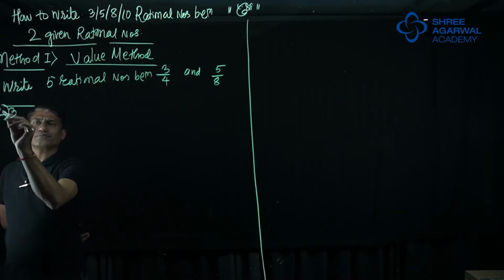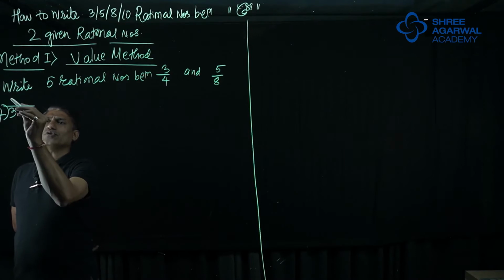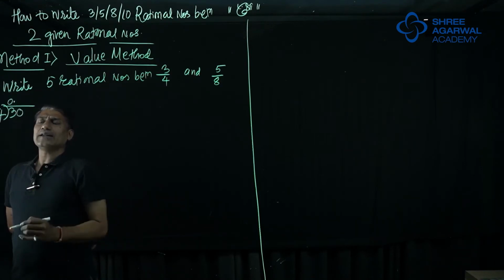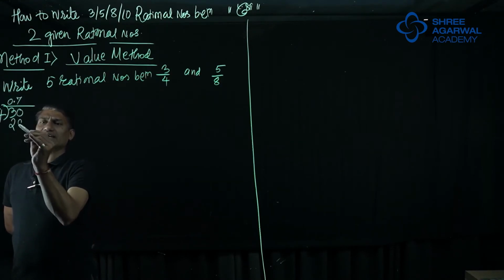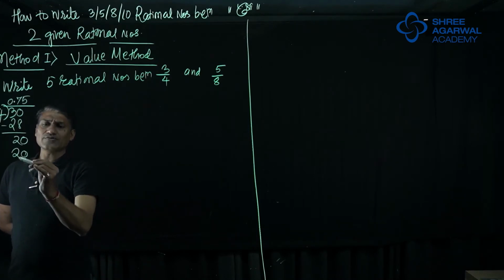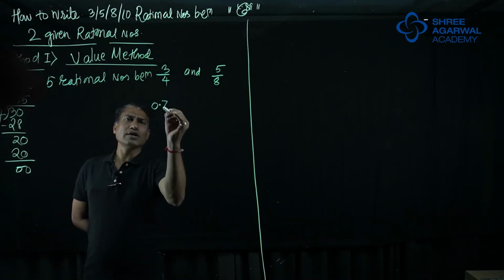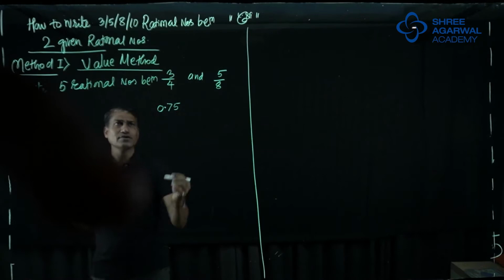So I will take 3/4. 3 does not go in the table of 4, so I have to take a decimal and a 0. 4 7s are 28, 2 remains, 4 5s are 20. So the value of 3/4 is 0.75.